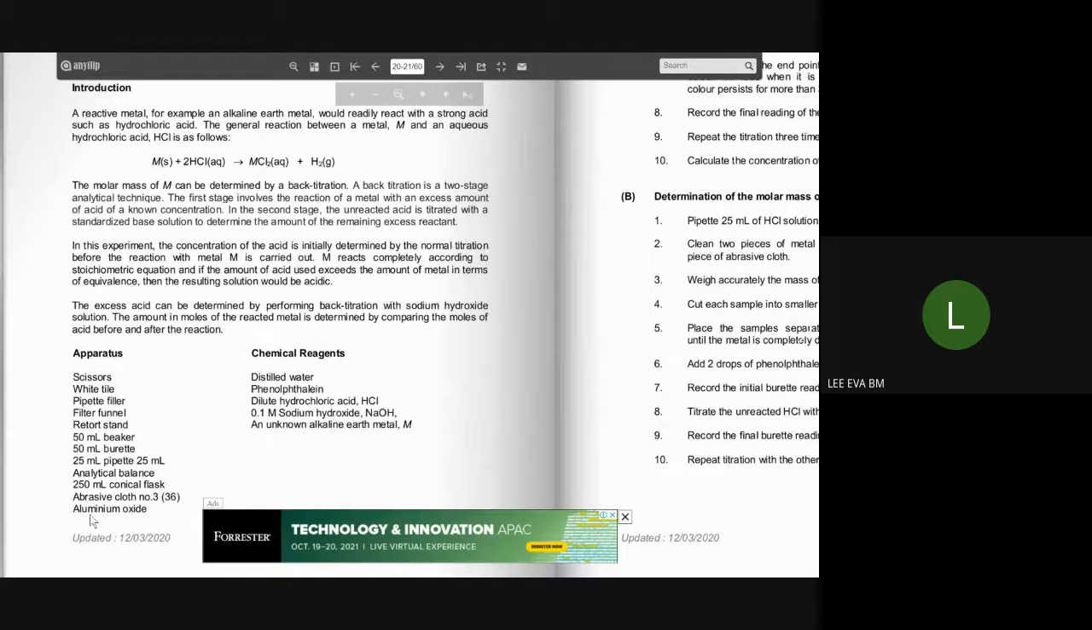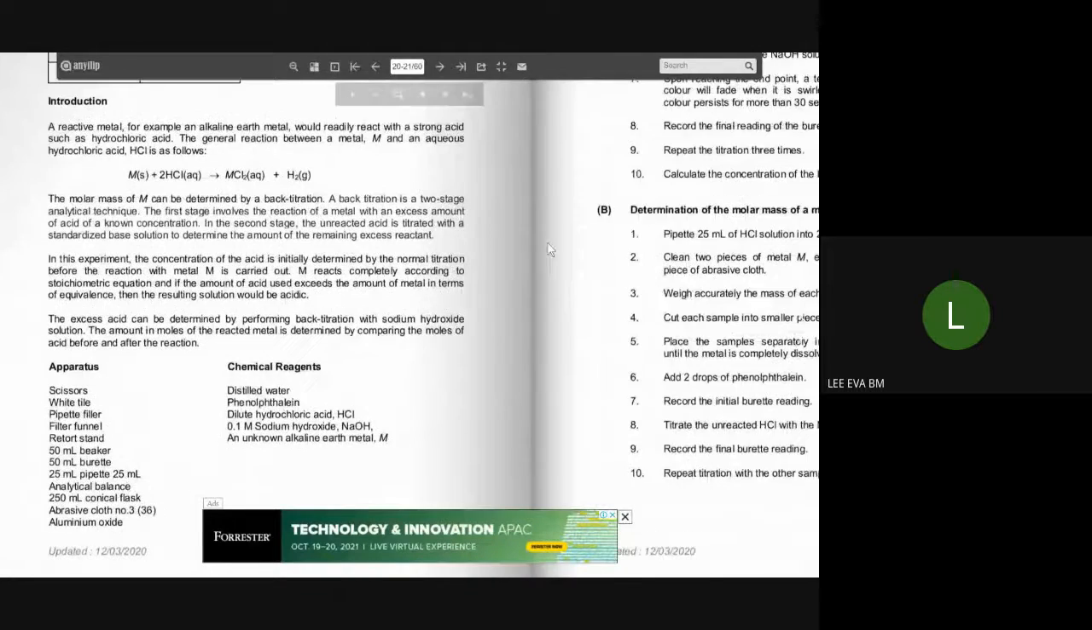Then we have aluminium oxide as our chemical reagent as well. Distilled water, phenolphthalein as our indicator to indicate the color changes. We have our HCl, our sodium hydroxide, and also the unknown metal M.